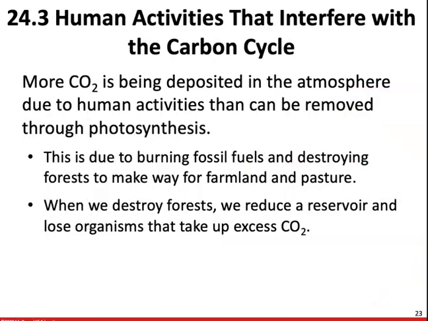However, human activities do interfere quite a bit with the carbon cycle. More carbon dioxide is being deposited into the atmosphere due to human activities than can actually be removed through photosynthesis. Some of those human activities that contribute to this would be things like deforestation. When we destroy forests, we actually reduce the reservoir and we lose organisms that absorb our excess carbon dioxide in the atmosphere. So deforestation gets rid of our carbon dioxide scrubbers, or our carbon dioxide sponges that soak that excess CO2 out of the atmosphere.